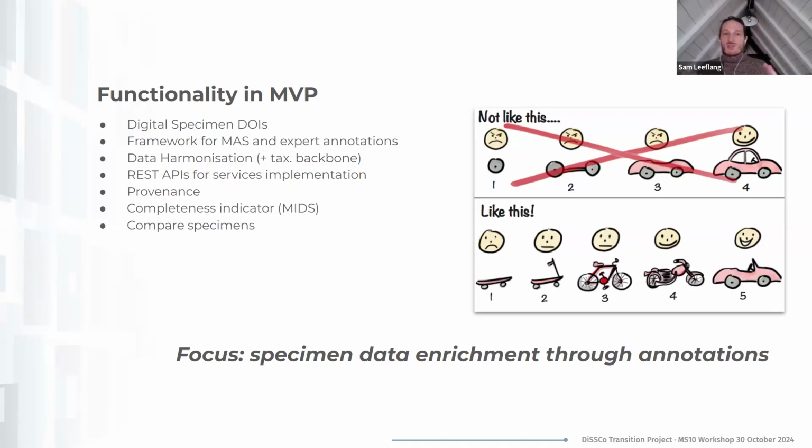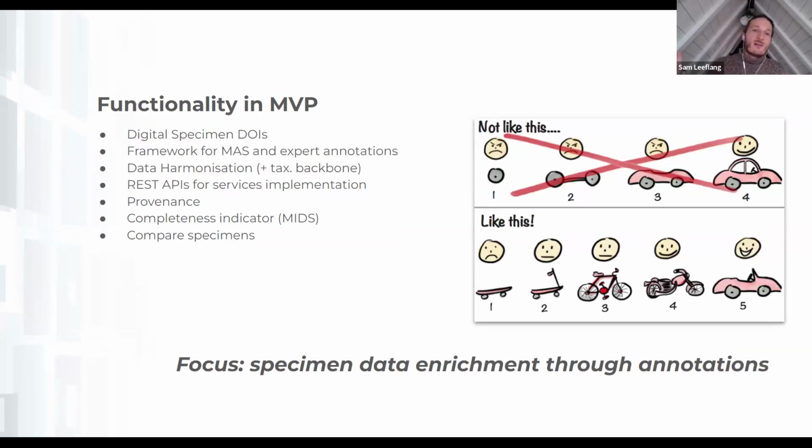We have a framework for these machine annotation services. So these machines that can create annotation services. We have an infrastructure where experts can create annotations. We have the data harmonization in place with the taxonomic backbone based on the Catalogue of Life. And now is the question. So we have this focus on data enrichment through these annotations. The question is, what's the next step? What should we focus on next? Next slide.